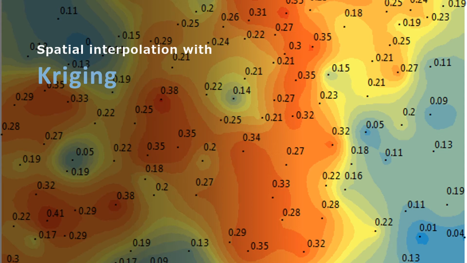I'm going to talk about Kriging, which is a method of spatial interpolation. I'm going to talk about some of its applications, its methodology, and how to implement it.